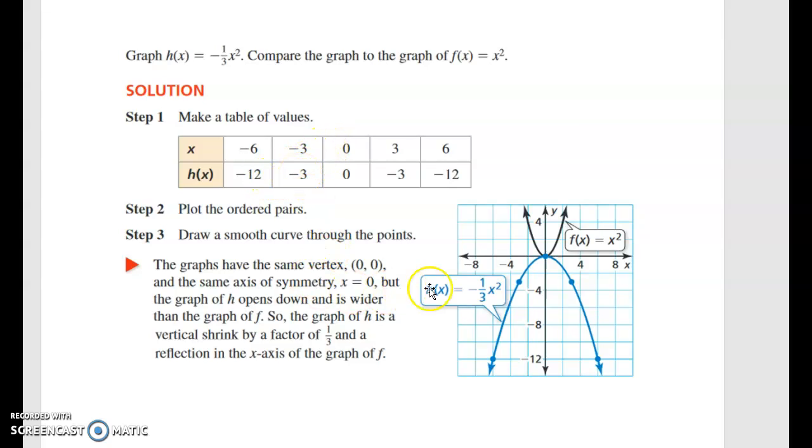So you go through the same process, but now when we compare them, you can say they do have the same vertex, (0, 0). They still have the same axis of symmetry, which is that going right up and down in the middle. But h is opening down while f is opening up. That's because the parent function has a positive number out front. The h function has a negative number. Also, the blue function, which is h, is wider. So it is being shrunk by a factor, and that factor is 1/3.